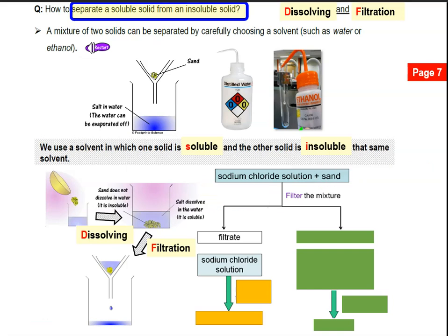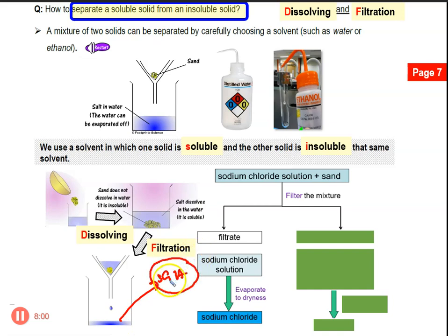Once you are left with your sodium chloride solution in your filtrate, you might ask me, Miss Lee, I can get the sand already, no problem. Now I want to get the salt back in solid form, because now it's liquid. I don't want salt in solution. I want the pure salt crystals. Then we will have to use the process of evaporation.